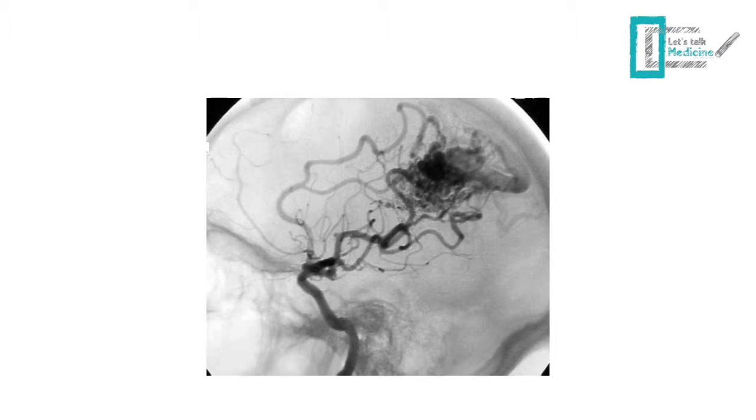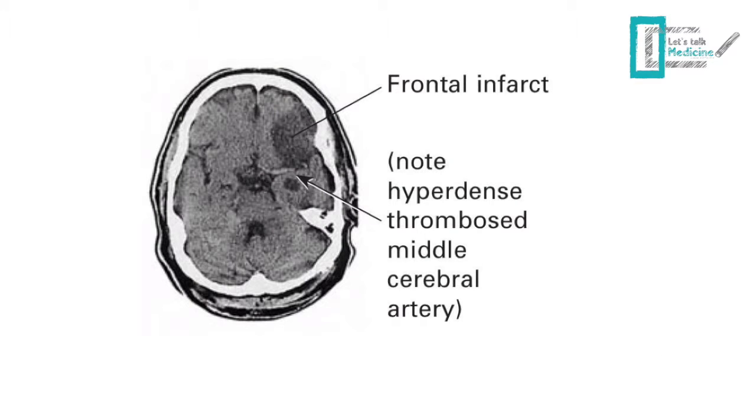This is another picture. This is an angiogram showing you an arteriovenous malformation. This is the feeding artery, this is the nidus, and this is the draining vein. This is another CT showing you an ischemic stroke. So in ischemic strokes, you look for two things.